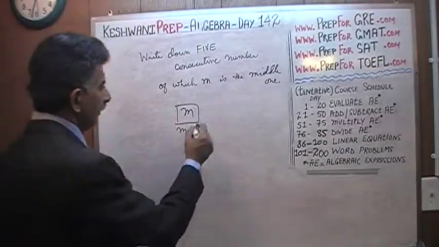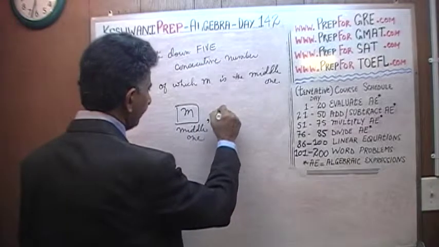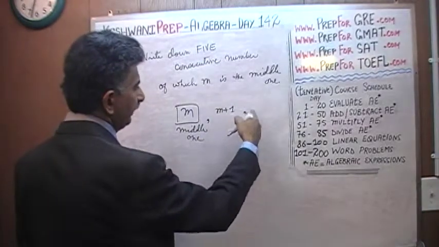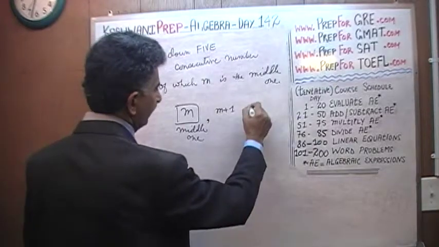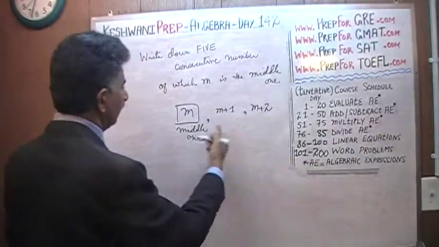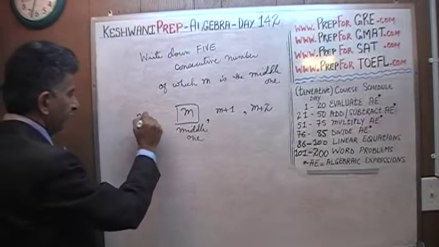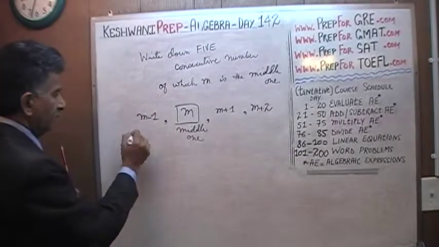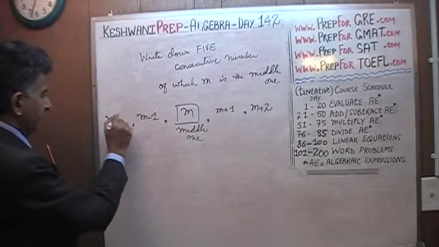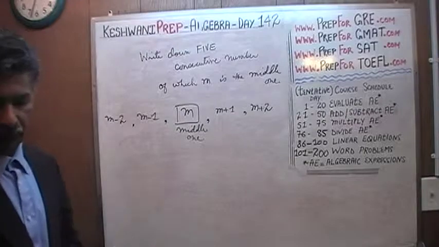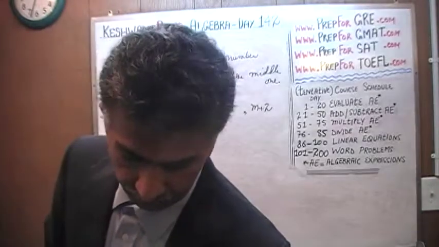So here's the middle one. The one after that is going to be M plus 1, one more than this guy. One after this one is going to be one more than that, which is M plus 2. What about the one before that? Whatever this M is, the one before that is going to be 1 less than that, and the one before that is going to be 2 less than that. Well, there you go. There are your 5 consecutive numbers where M happens to be the middle one.